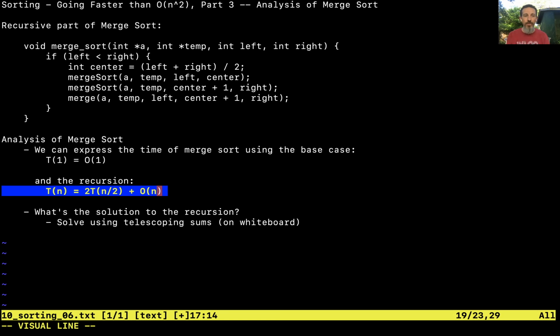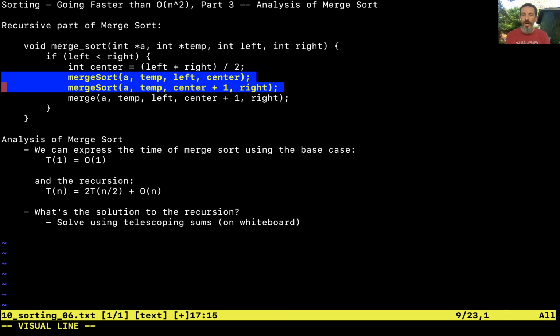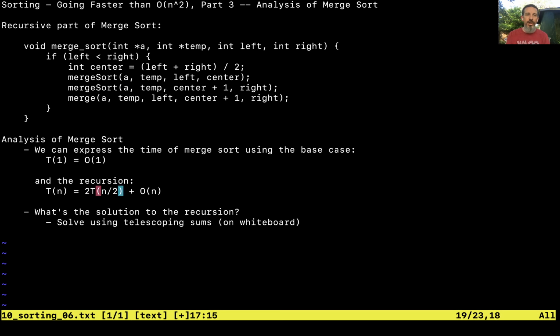Okay, where does this come from? Well, this 2 comes from the fact that each time we're recursing twice, on the left portion and the right portion. And when we recurse, we're recursing on an array of half the size we were given. So the left portion is half as big, the right portion is half as big. So we're doing 2 times the work that we would do for an array that's half that length. And then where does this O(n) come from? Well, that comes from the merge itself at the end, after we've done all the recursion.